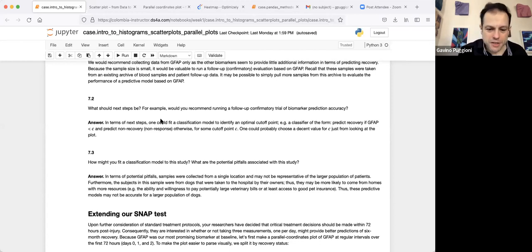Upon further consideration of standard treatment protocols, your researchers have decided that critical treatment decisions should be made within 72 hours post-injuries. Consequently, they are interested in whether or not taking 3 measurements, 1 per day, might provide better predictions of 6-month recovery.